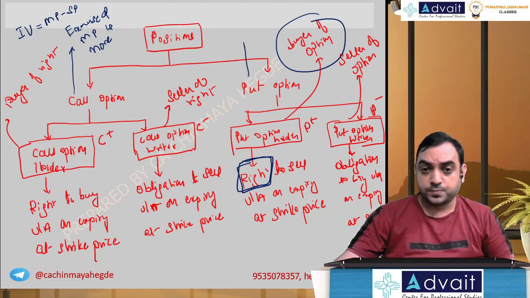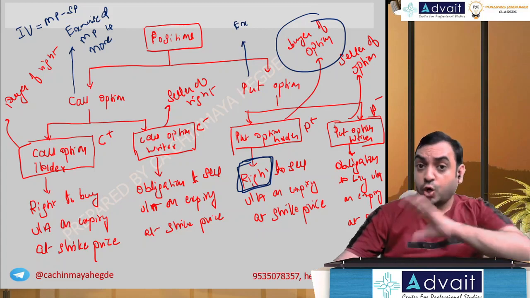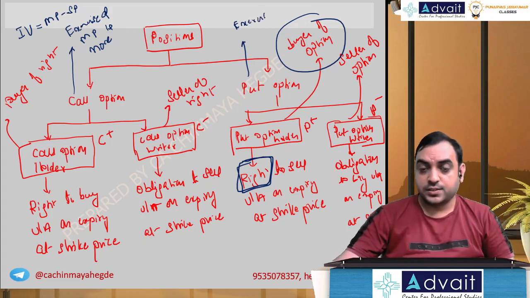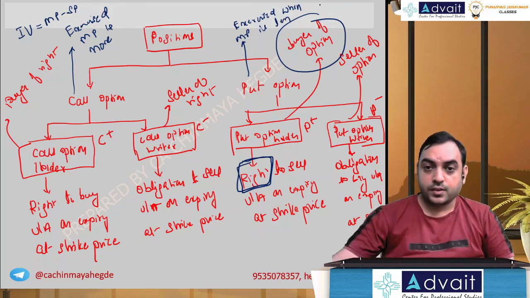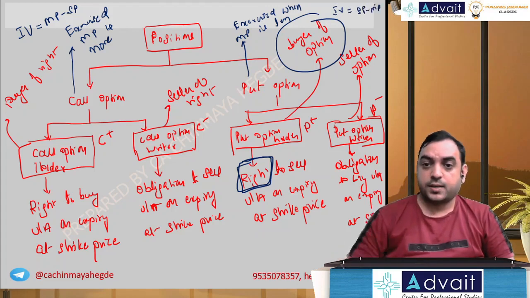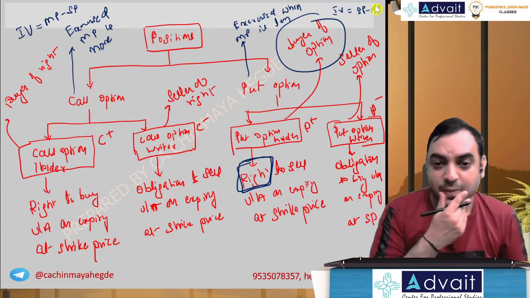Put option, exercised. Exercised by whom? Holder, not the writer. Exercised when market price is less. And intrinsic value is given by the opposite: strike price minus market price.